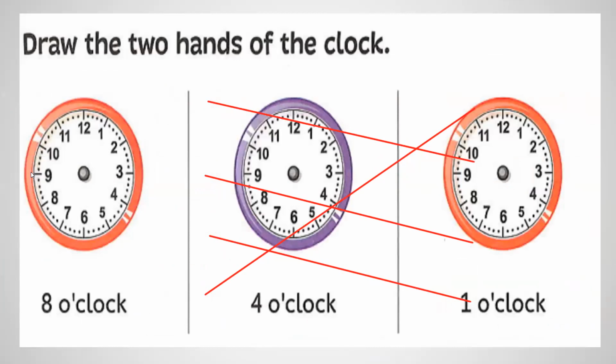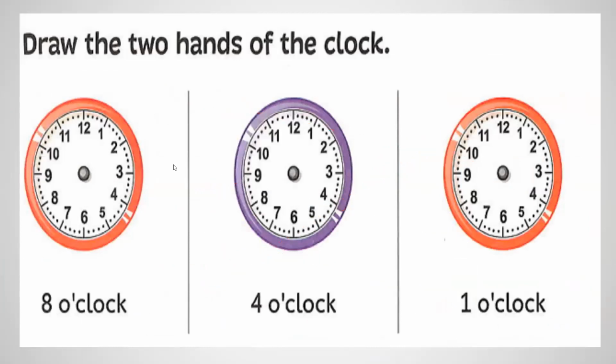Draw the two hands of the clock. Now we want to draw the two hands. We said that we have a short hand and a long hand. If it's 8 o'clock, it means what? It means that the long hand stop on 8 or the short hand. Can you think and say? Answer with me. Sure. 8 o'clock means that the short hand stop on 8.